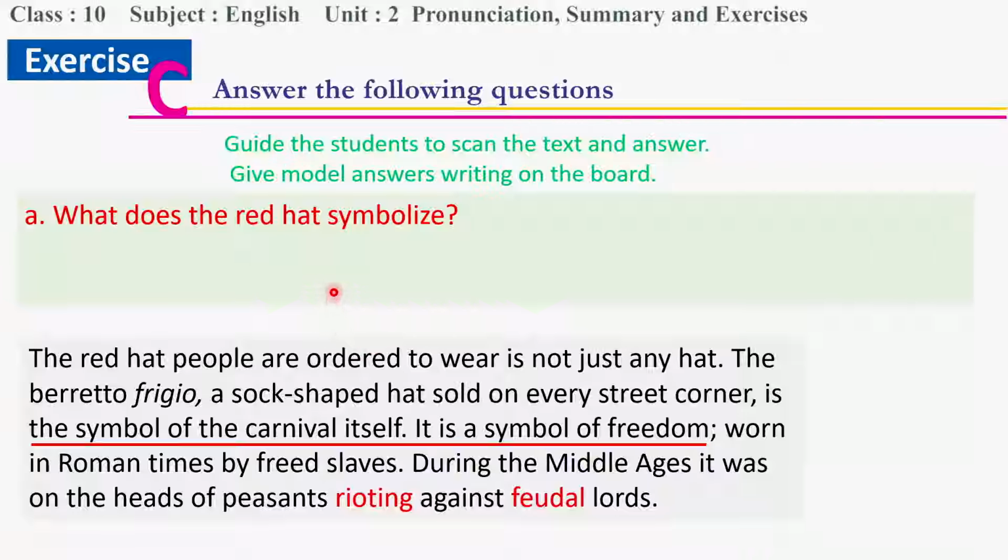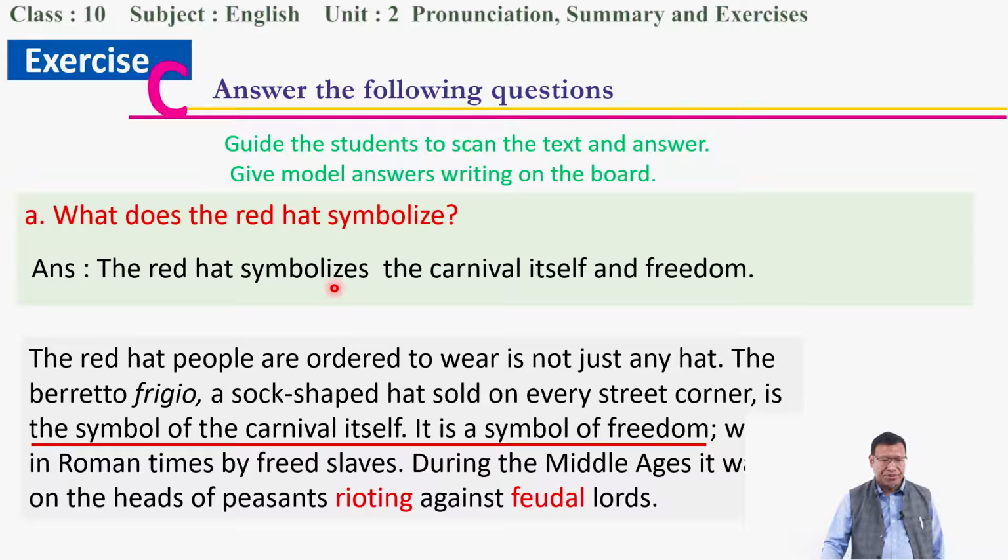It is very important that if you write just the word or phrase to answer the question, that is also equally good. But it is also suggested at this level that you write a grammatically correct answer as per the question. So we can answer in this way: the red hat symbolizes the carnival itself and freedom.